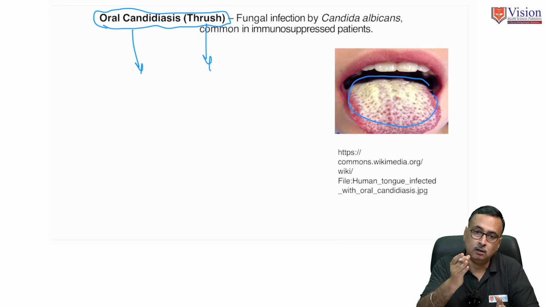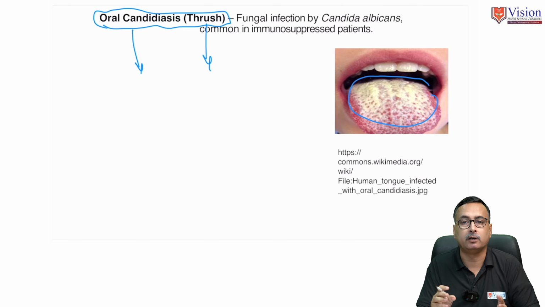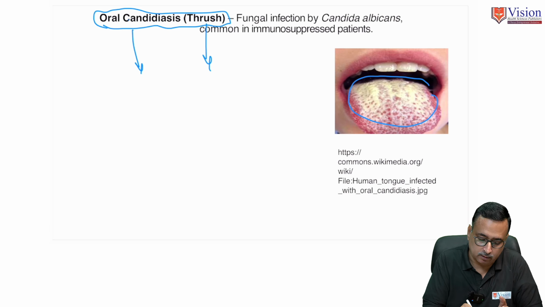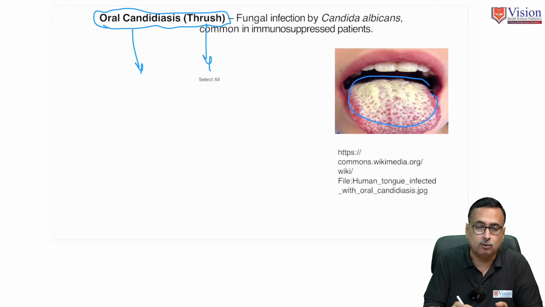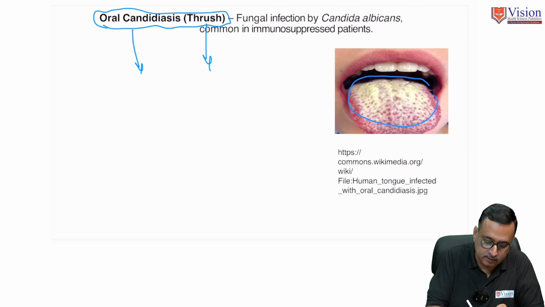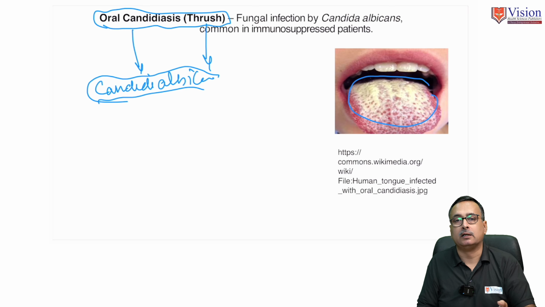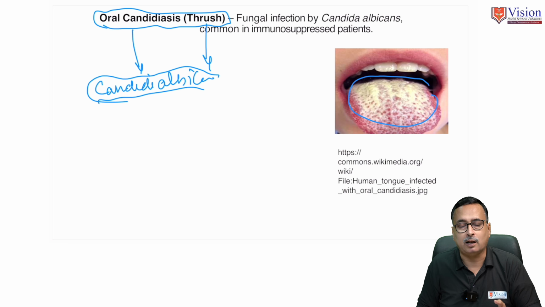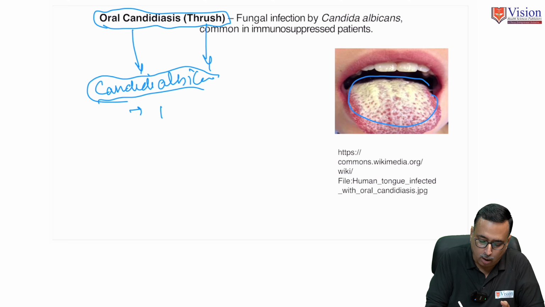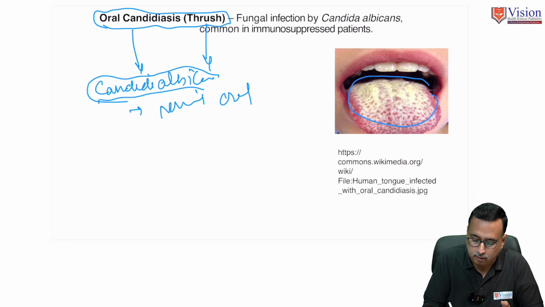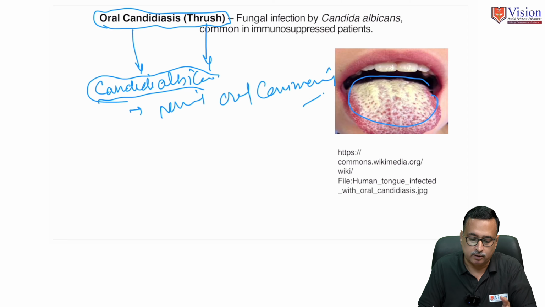It may also affect the buccal surface or inner surface of the cheek and labial mucosa. These are the predominant parts which may be affected by this fungal infection. And this oral candidiasis is caused by a fungus called Candida albicans. In a routine condition in a healthy person, this fungus is a normal oral commensal. That is, it is friendly to the human body. It is also present in the alimentary canal and vagina.